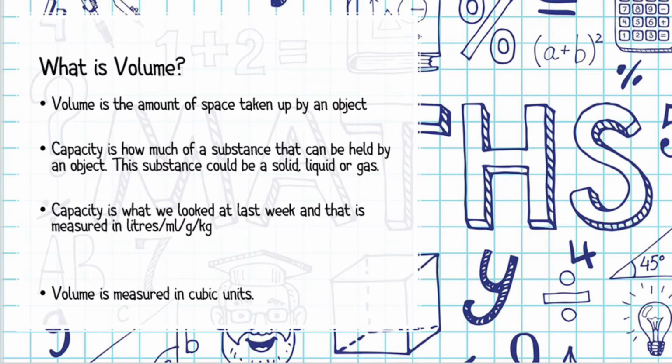Capacity, which is what we looked at last week, is how much of a substance can be held in an object. This could be a solid, like crisps in a bag, liquid, like Coke in a bottle, or a gas, like oxygen in a diver's tank. Capacity and volume are similar, but they are different things. Capacity is what we looked at last week when we explored litres and millilitres, if it's a liquid or a gas, and grams and kilograms if it's a solid. Volume, though, is measured in cubic units.